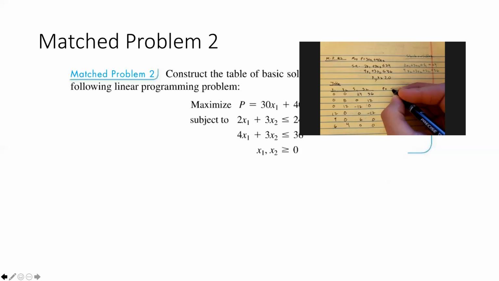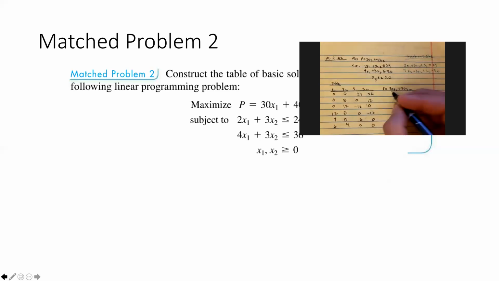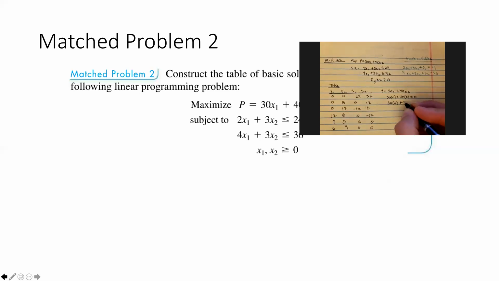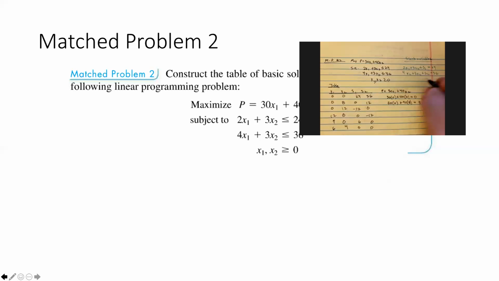Okay, let's put that profit function over here. We have 30x1 plus 40x2, all right? So we're just going to basically plug those in. In this first one, I'll have 30 times 0 plus 40 times 0, which is 0, which seems obvious, right? Now the next one I would put in 30 times 0 plus 40 times 8, which gives me 320.